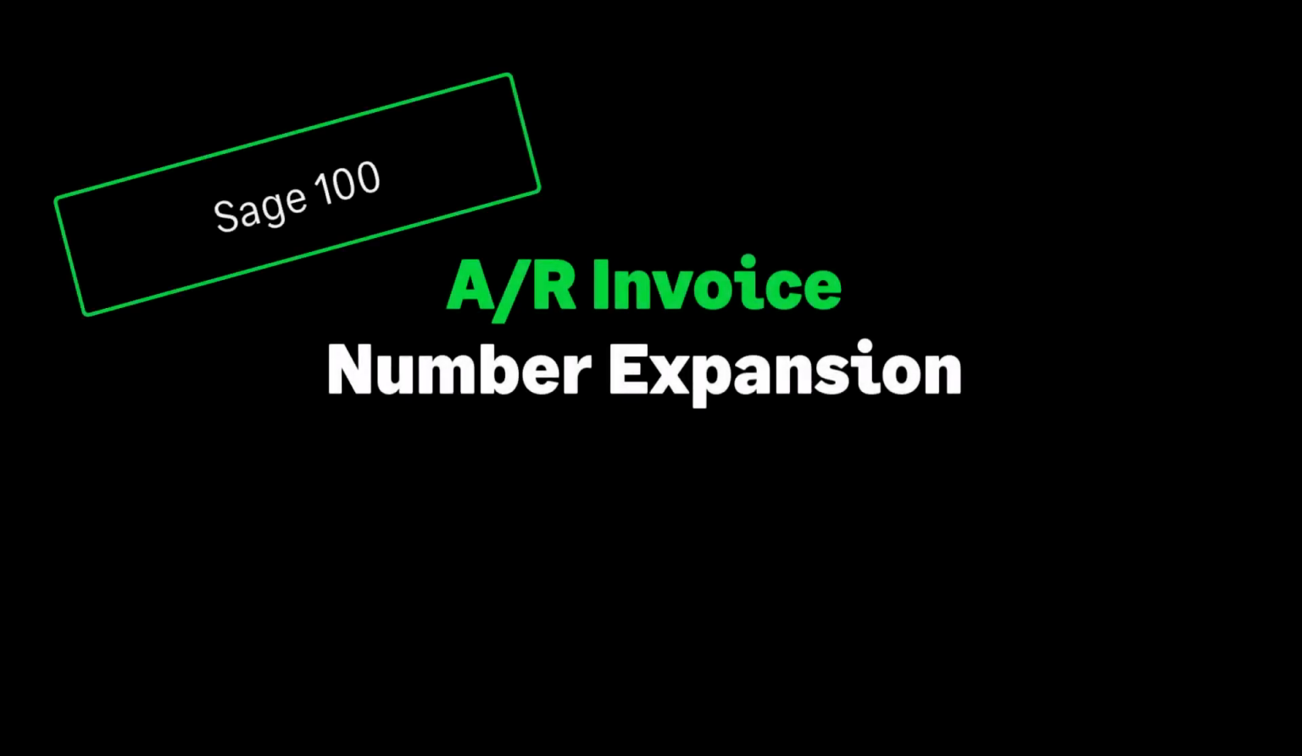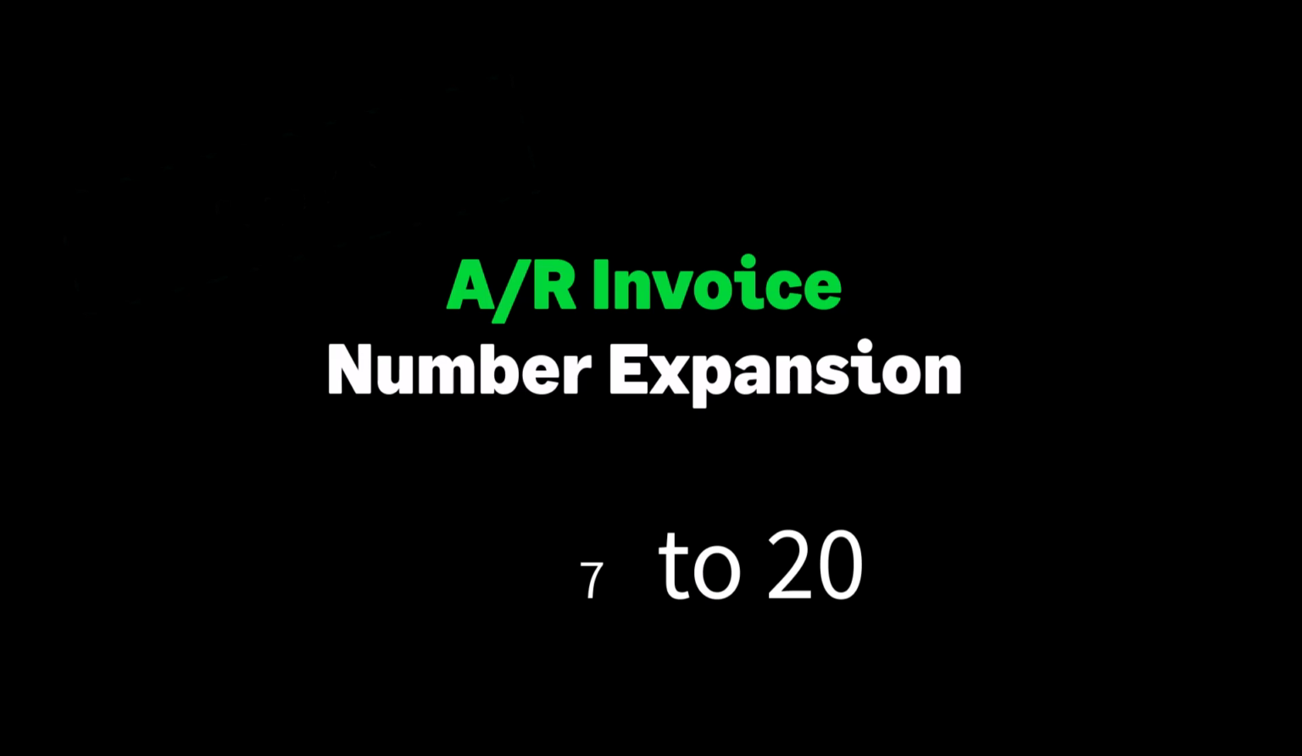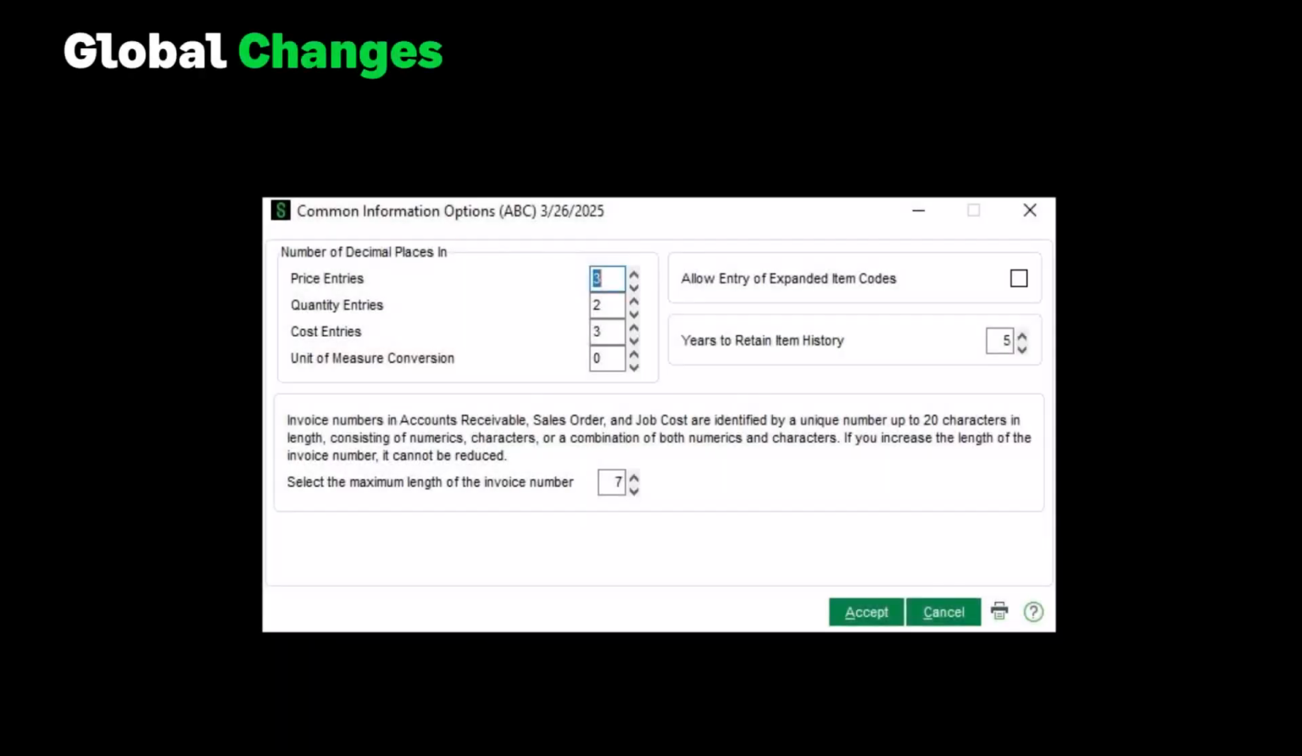Imagine having the freedom to expand your accounts receivable invoice numbers from 7 to 20 characters. Whether you prefer numerics, characters, or a mix of both, this update gives you the flexibility to customize your invoice numbers to perfectly match your business needs. With the new option in Common Information Options, you can easily select the length of your invoice numbers. Plus, we've updated all screens, forms, and reports to accommodate the full 20 characters, ensuring a seamless experience.